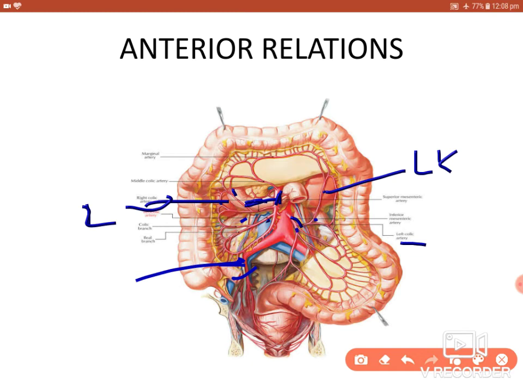Then here, this is the cecum, ascending colon, transverse, descending, then sigmoid colon. So the sigmoid colon and sigmoid mesocolon are anterior to this ureter on the left side. This forms the anterior relations. Posteriorly, psoas major and the genitofemoral nerve.